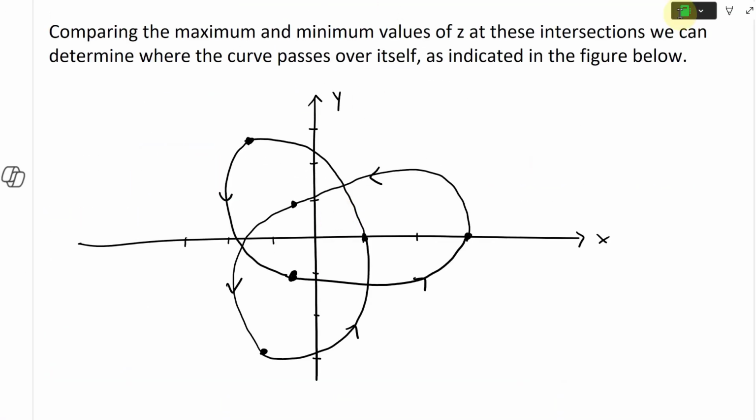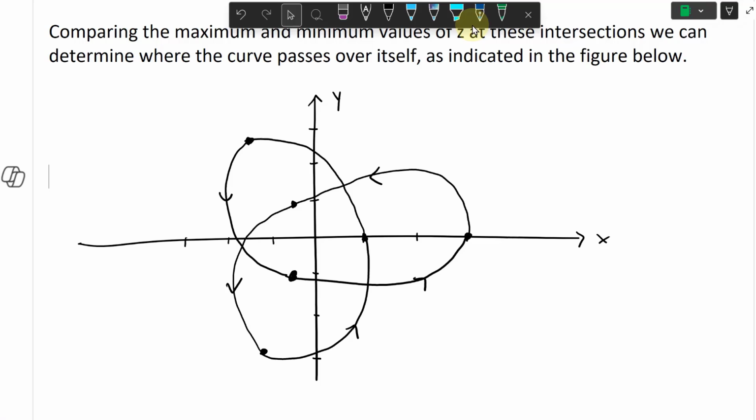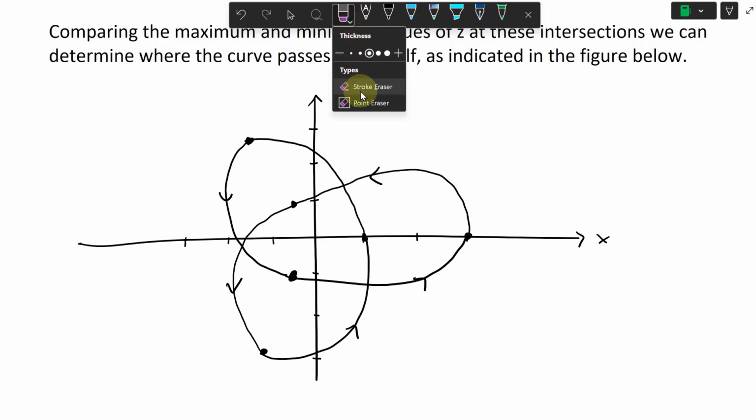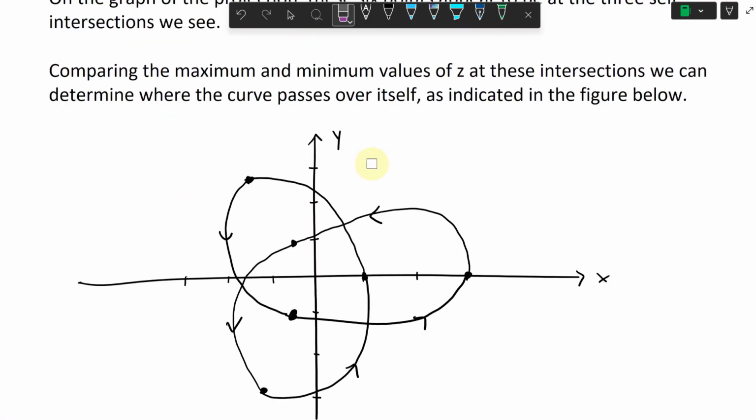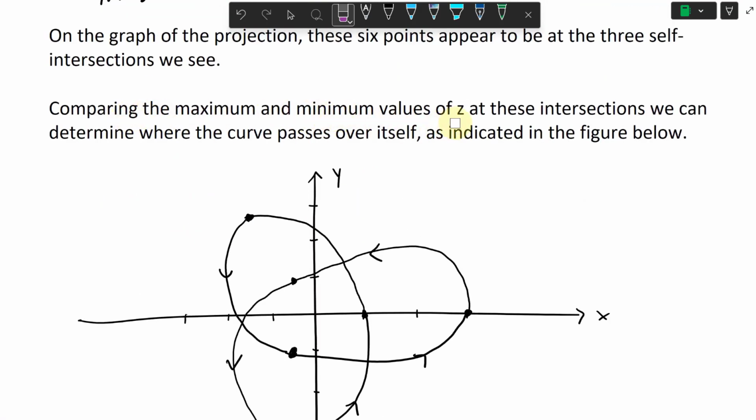So what we have here, and I'm going to add this eraser. There should be an eraser right here. Eraser, and I need to add the normal eraser. This is point eraser, and make it smaller. Okay, I don't know why it doesn't allow a smaller size. All right, yeah, should be good. So now I have an eraser, and so comparing the maximum and minimum values of z at these intersections, we can determine where the curve passes over itself, as indicated in the figure below.